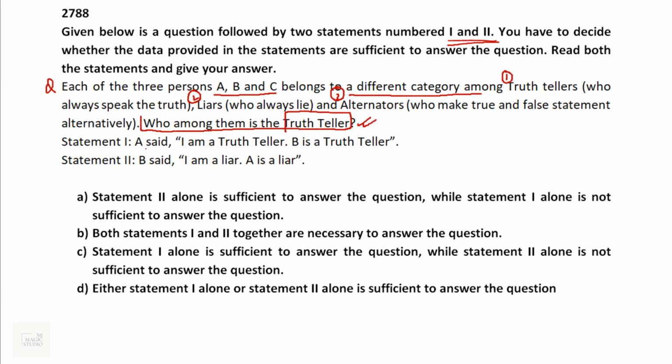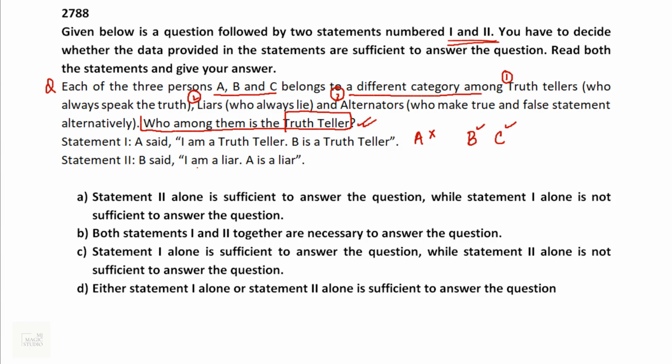Statement 1 says, A said, I am a truth teller, B is a truth teller. If A is actually a truth teller, then the second statement should also be true, which is opposite of the first statement. So statement 1 says A is not a truth teller. Now we will have a doubt for B and C. We have confusion among B and C, who is the truth teller. Now if I take statement 2, B said, I am a liar, A is a liar.